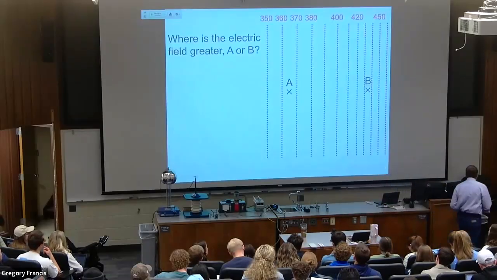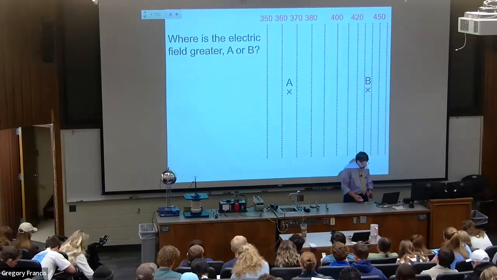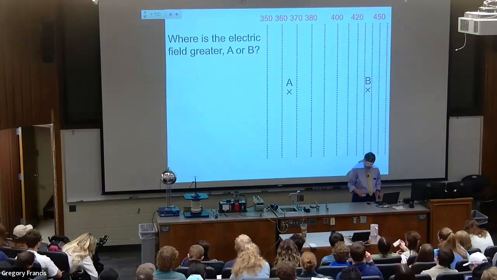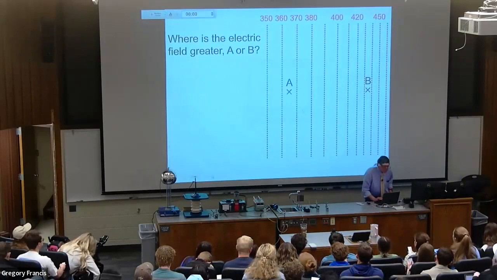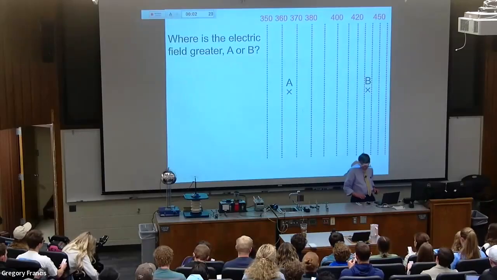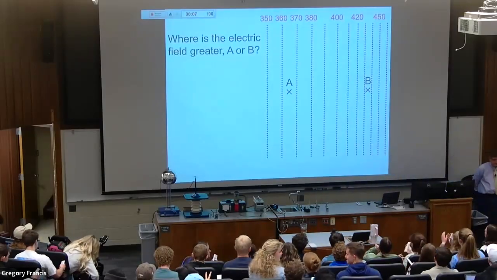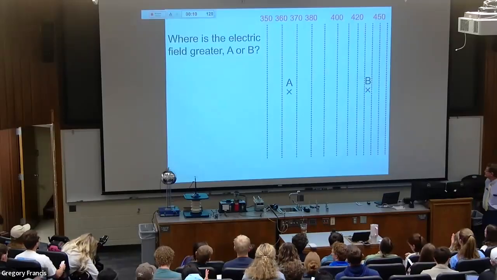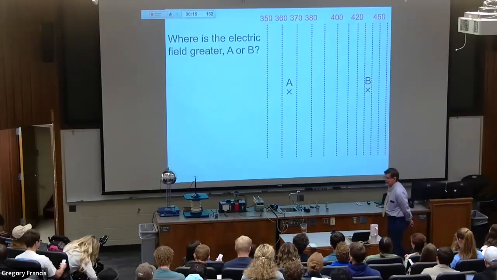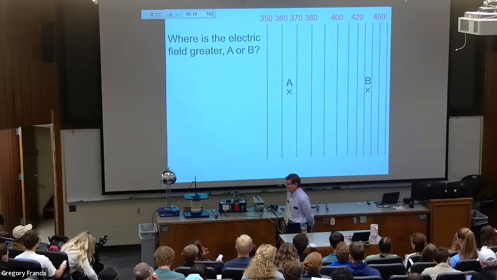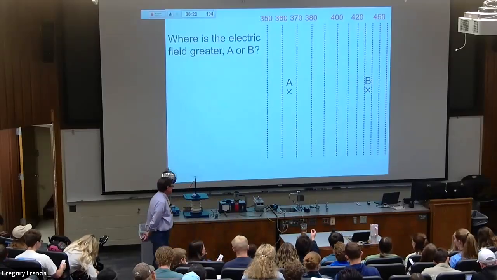Let's do a clicker question just to make sure that we get credit for being here today. Which has the higher electric field, point A or point B? I'll get you started here. Okay, now you can click. Those numbers at the top are voltages. Each of those lines is an equipotential line.